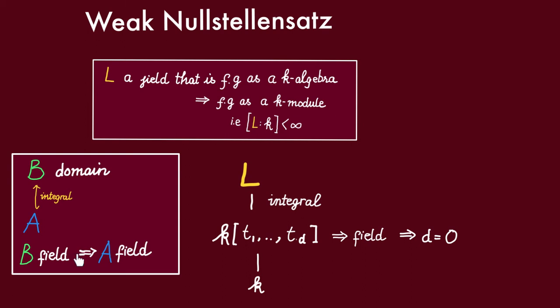Let us just prove this direction which we used. Right, so we are supposing that B is a domain and A is a subring such that B is integral over A. We want to show that if B is a field, then A must also be a field. In our case here, we have used that to deduce from the fact that L is a field that this polynomial ring must be a field. So let us see why this is true.